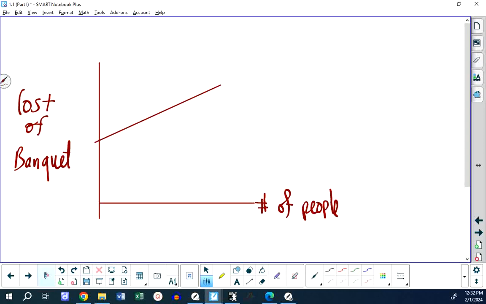Can somebody explain why this graph would start on the vertical axis? Why would that be? Yeah. It's going to have a base cost anyway. Right, I like that word. It's going to have a base cost. There's some cost which would be probably for the hall rental and for the table decorations and for the DJ. And all of those base costs are a full base cost.